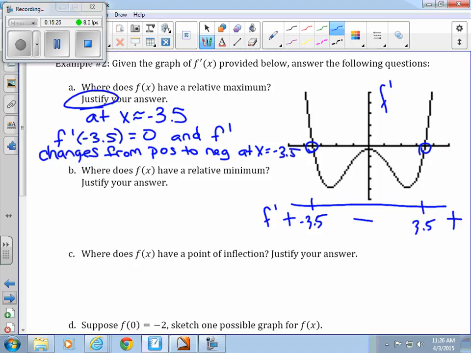You could also say, therefore, by the first derivative test. They don't make you state the first derivative test. There are some theorems they make you state. That's not one of them. But you could here. So we would say, therefore, there is a relative max at negative 3.